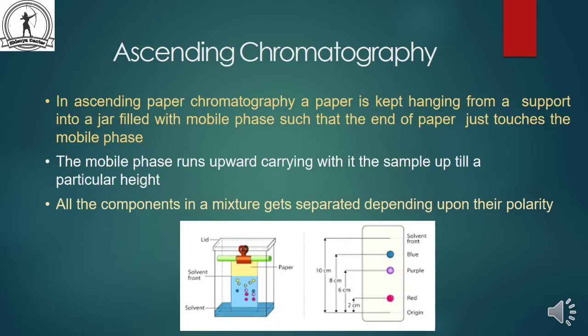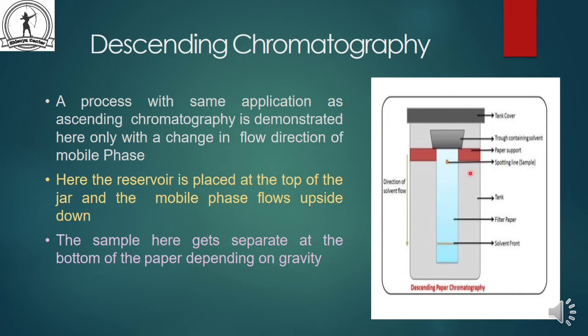Capillary direction. In descending chromatography, it is a gravitational flow. It flows with gravitational force. Here the mobile phase flows from up to down and our sample is separated at the bottom of the paper by gravitational force. If someone asks you which technique is better, ascending or descending, ascending is always better than descending.